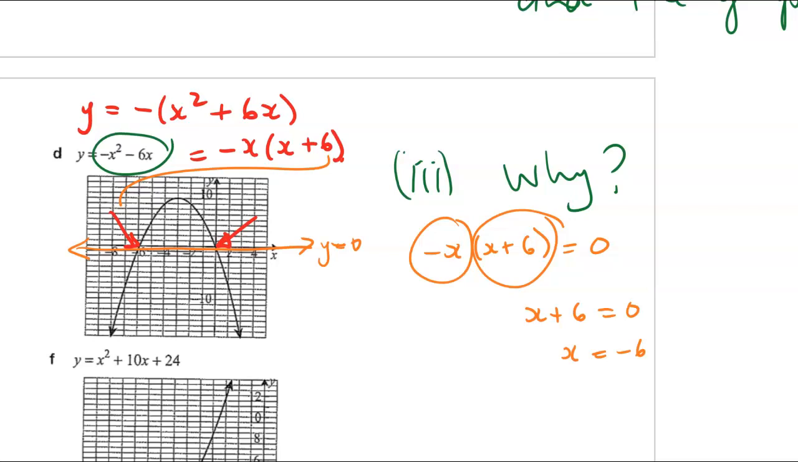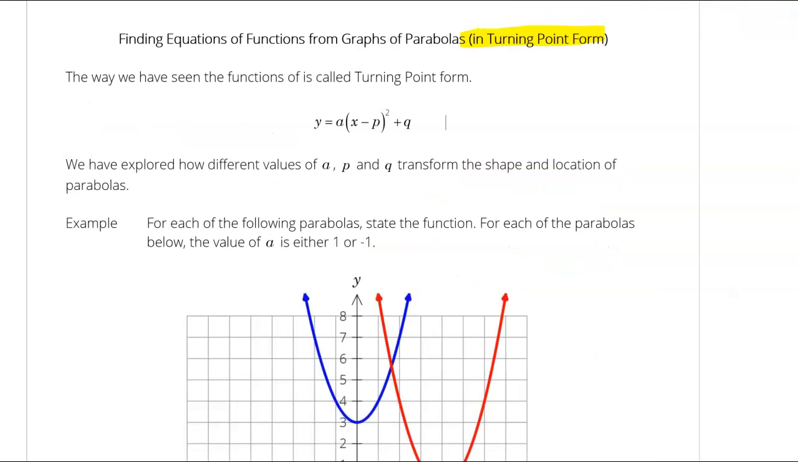So this is kind of the general form. That's what we call general form. When it's factorised, that's factorised form. So each form has its advantage. The factorised form allows me to find the x-intercepts really quickly. The turning point form allows me to find the turning point really quickly. And the general form allows me to find the y-intercept very quickly. We've got to eventually get through all of them over the next few lessons. But for now, we are going to stick with turning point form.